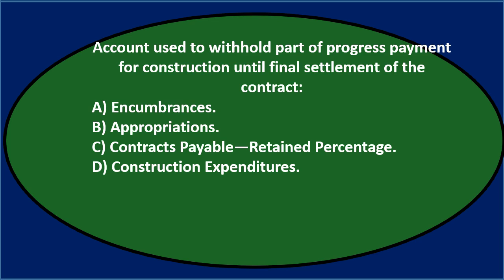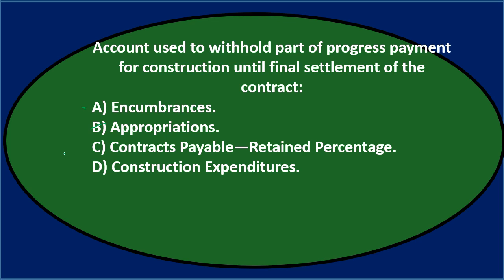Account used to withhold part of progress payment for construction until final settlement of the contract. Either A, encumbrances. Now we might think encumbrances because that's kind of like a holding account, so I'll keep that for now. B, appropriations. That's a budgetary account that we could record at the beginning, but I don't think it's really that. I would go more for encumbrances over B, between those two.